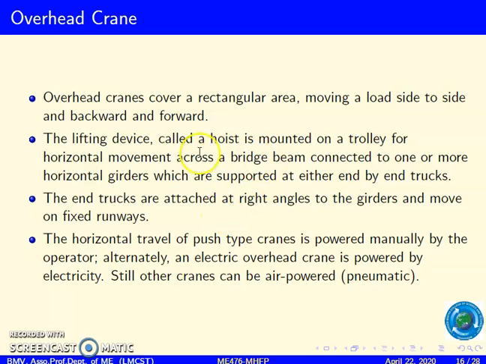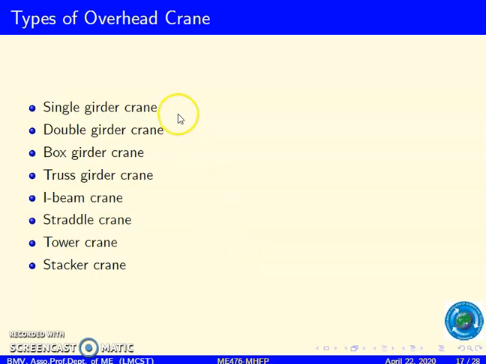These cranes can be powered manually, by electricity, or by air. And these are the different types of overhead crane: single girder, double girder, box girder, truss girder, I-beam, straddle, tower, and stacker crane.